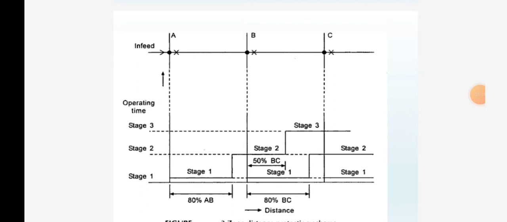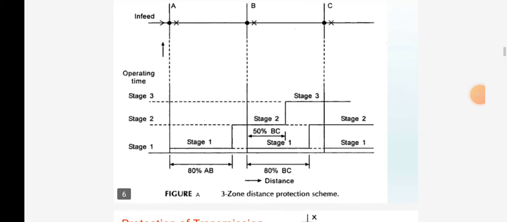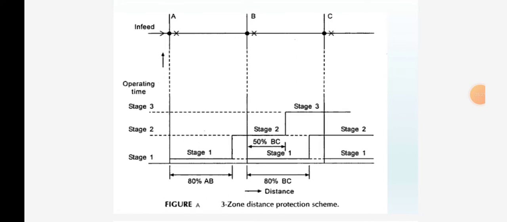These are the stages in this diagram, a three zone distance protection scheme. In this in-feed A, B, C, we have the operating time at stage 1, stage 2, stage 3. In stage 1, the first stage covers about 80% of AB, and the second stage covers 80% of BC.